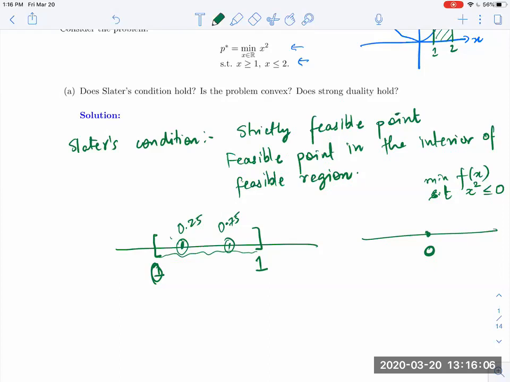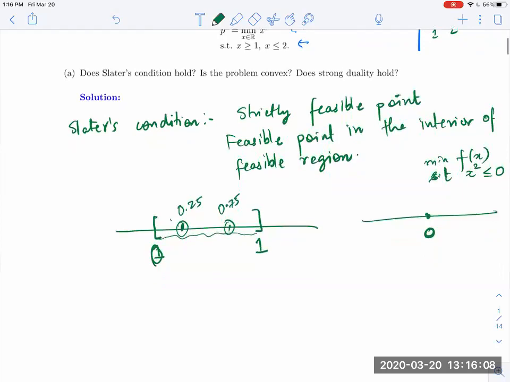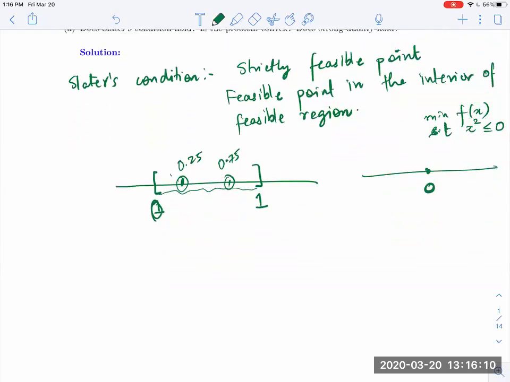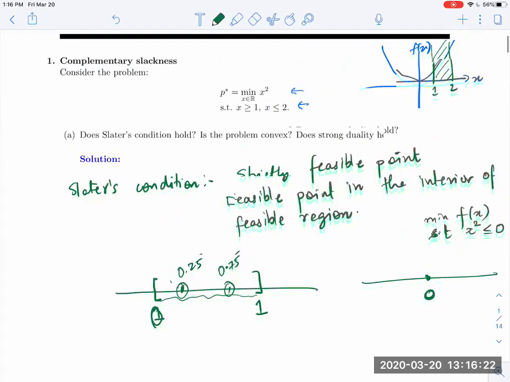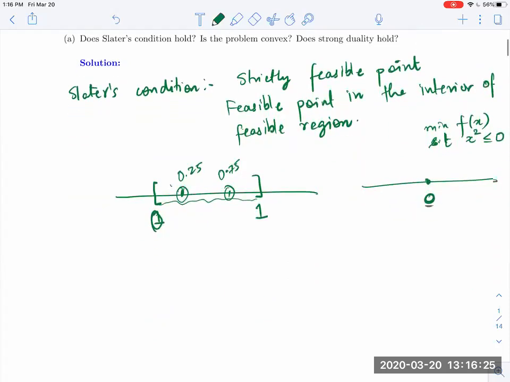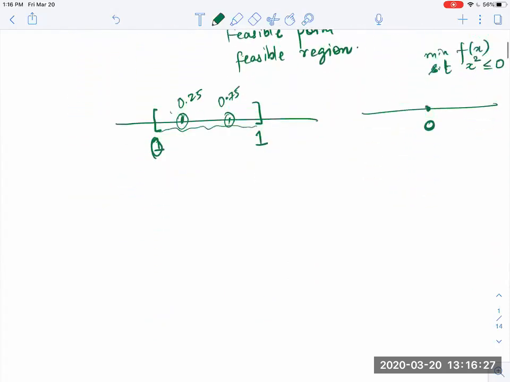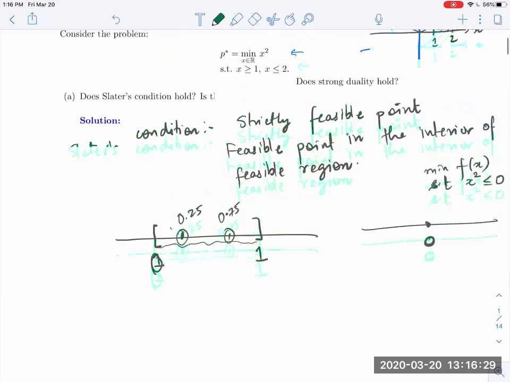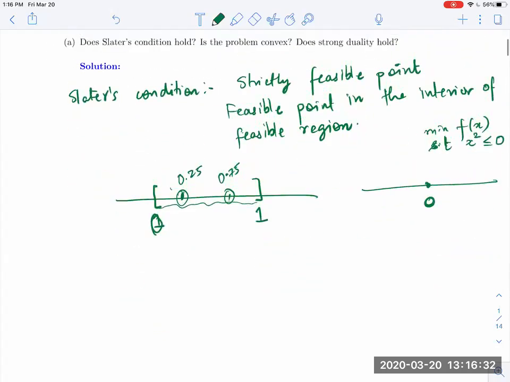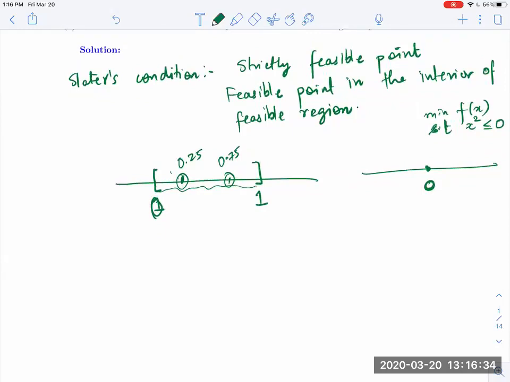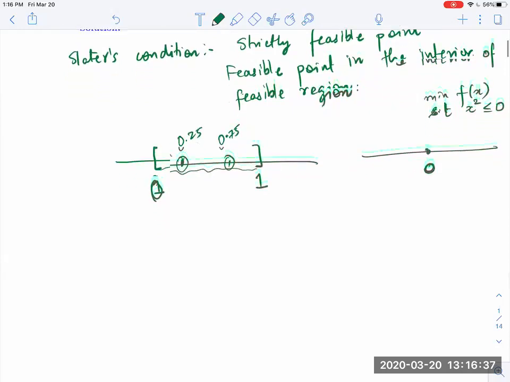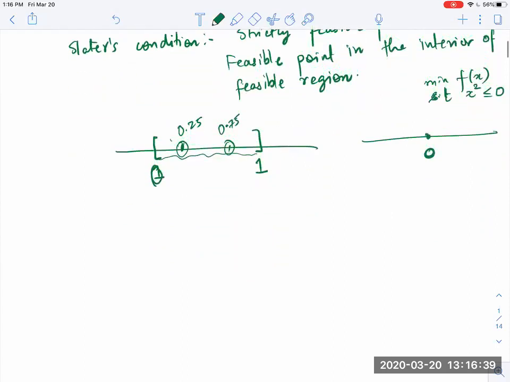Okay, so why don't you discuss and solve this part now? For this one, well, the feasible region is when x squared is between 1 and 2. Wait, what does it mean if Slater's condition holds? It just asks you to see if there is a strictly feasible point. If there is a strictly feasible point.